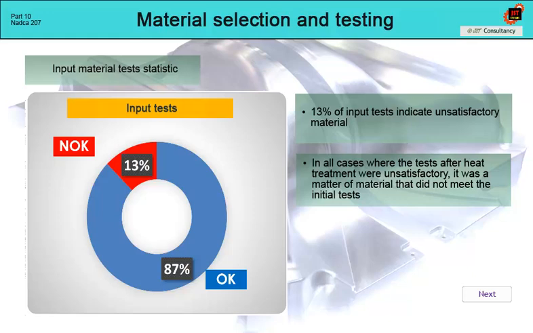This only confirms the fact that no heat treatment can improve the material. We can only maintain or worsen its properties. The purchased condition is therefore absolutely essential for the future life of the die.